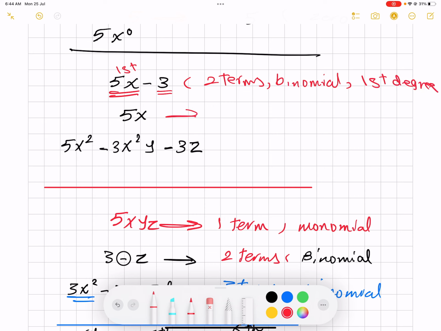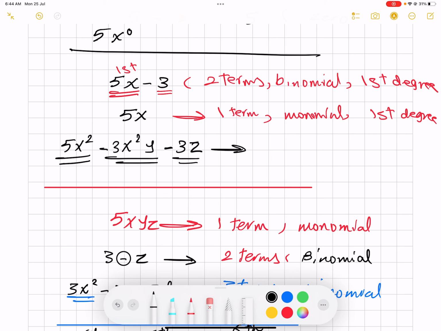What about the next one? We have here 5x, that is just 5x, so we have 1 term, one term. Okay, its name is monomial. For the degree, also first degree. Okay, let's take the last one with us. We have here first, second, third, so it will be 3 terms.